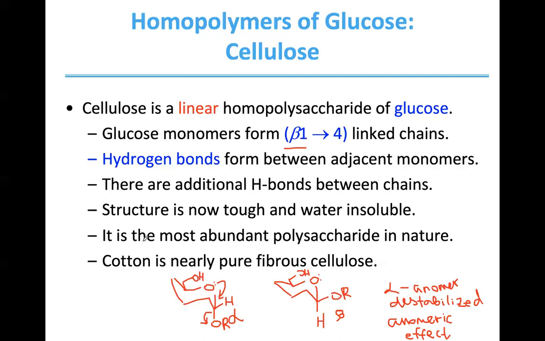But as we know, it's the most abundant polysaccharide in nature, right? Because of its occurrence in plants. So for example, cotton is nearly pure fibrous cellulose.